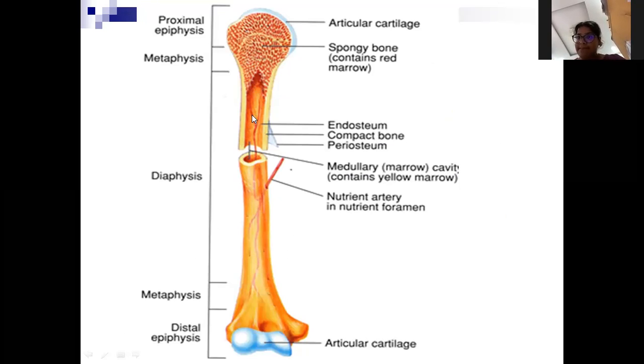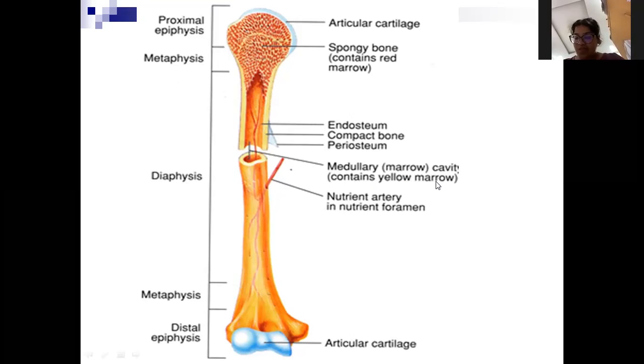This medullary cavity is filled with bone marrow, and of course the bone marrow color will change as per the age. In very young bones you will see red bone marrow because it is concerned with the production of blood cells. As the age advances, the red bone marrow is converted to fatty tissue and looks yellow in color. You call it yellow bone marrow.